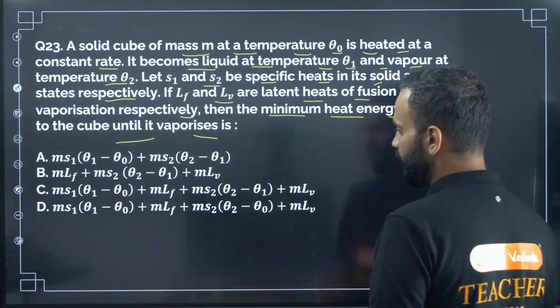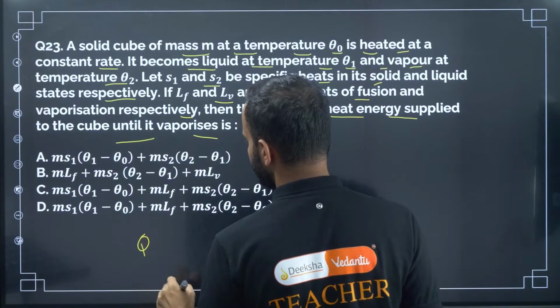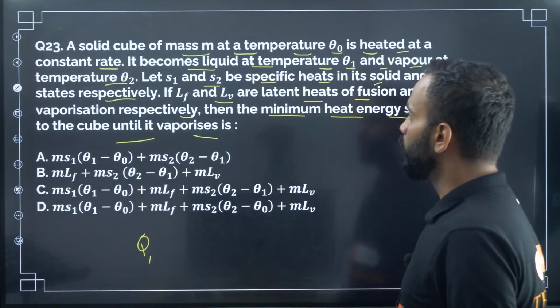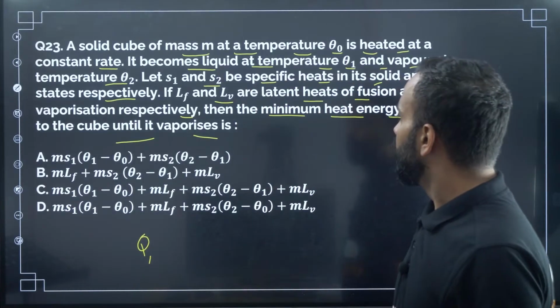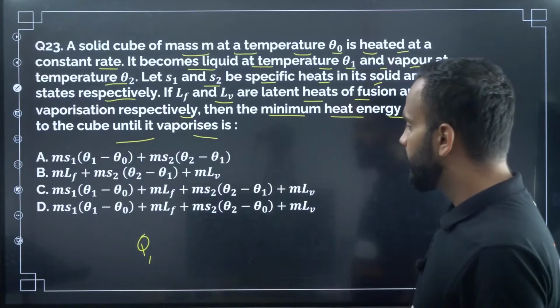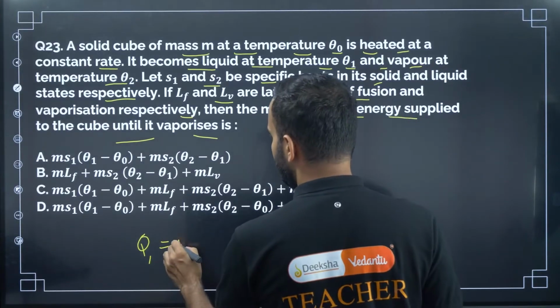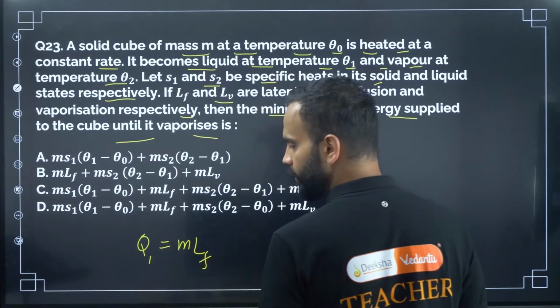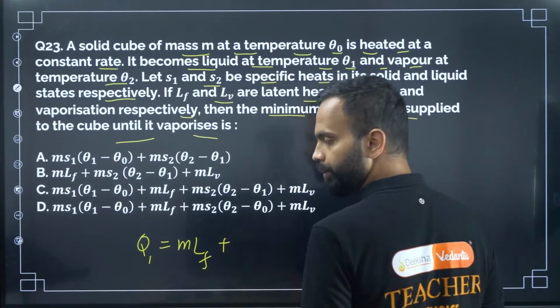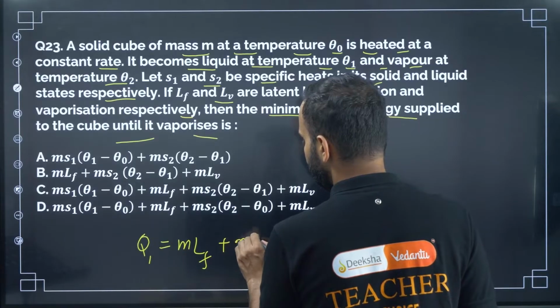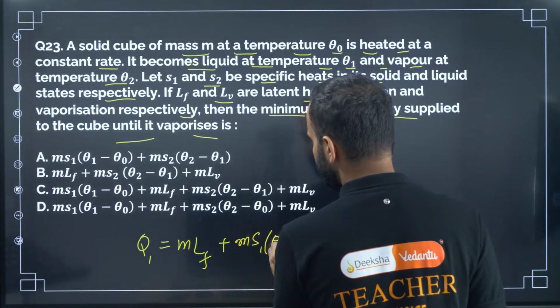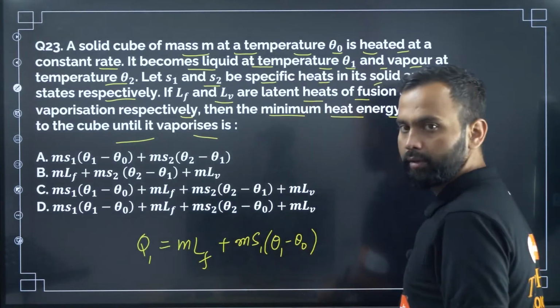Now the heat energy supplied to a solid cube: the solid cube becomes liquid, so the heat energy supplied is equal to m into LF plus m into S1 into theta 1 minus theta naught.